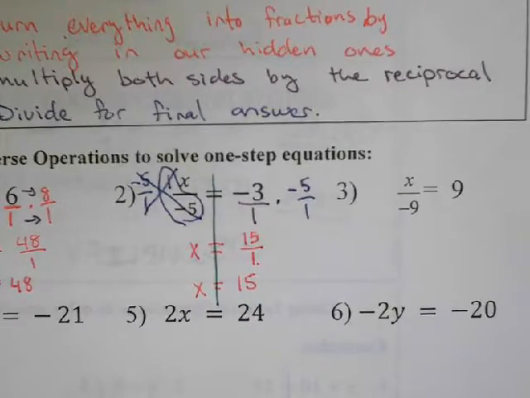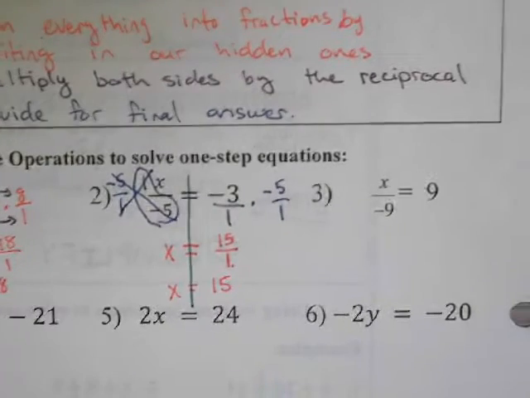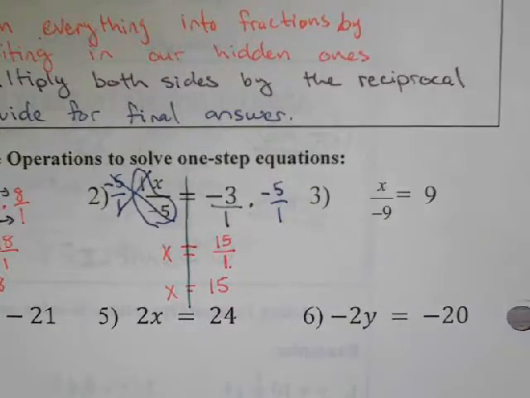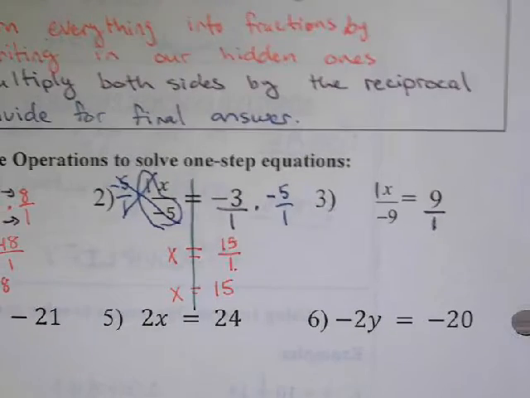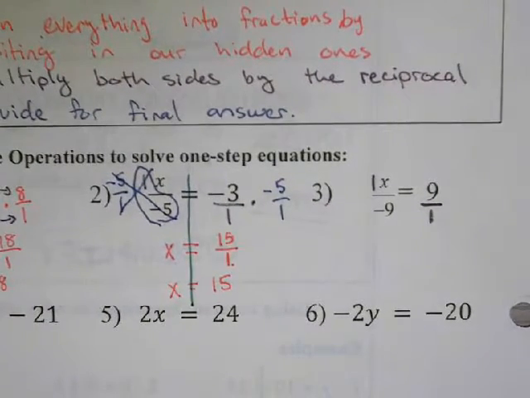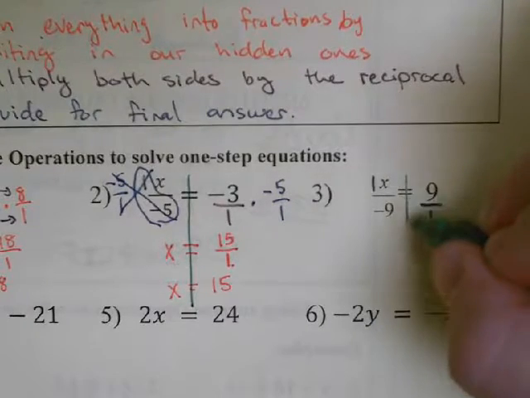Okay, so let's do one more time like this, see if we can try it one more time. We'll write in our hidden ones. Got a 1 next to my x, a 1 underneath the 9. We'll draw our line down the middle.